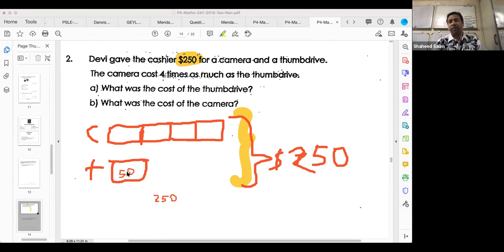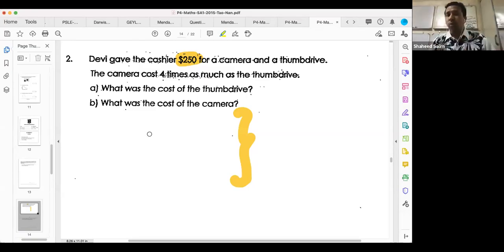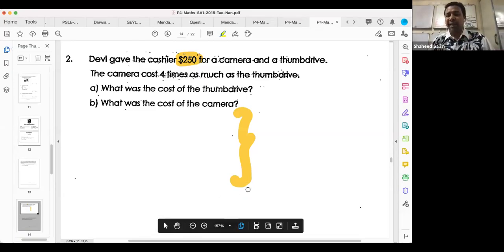How much is the camera? 200. Very good. Okay, we don't need to go further. That means you are very good already. But Raziq, you have to do more of these type of questions. You know the Singapore maths still bad.